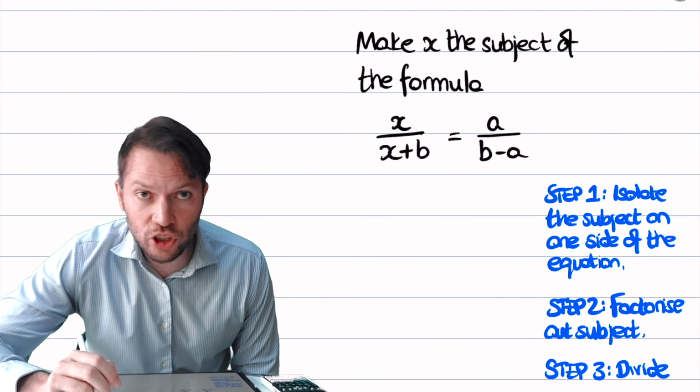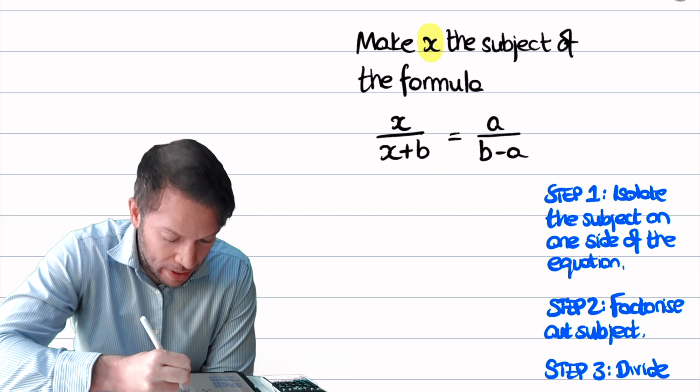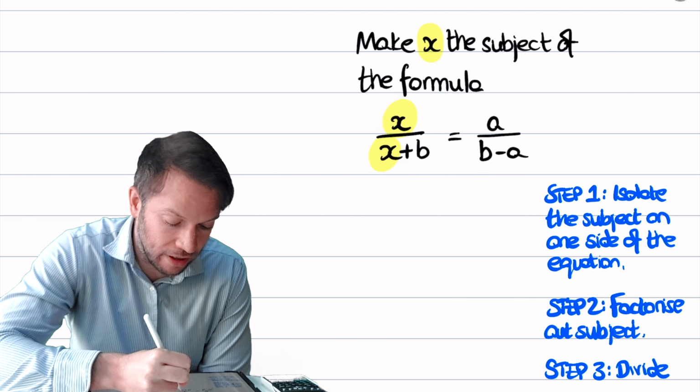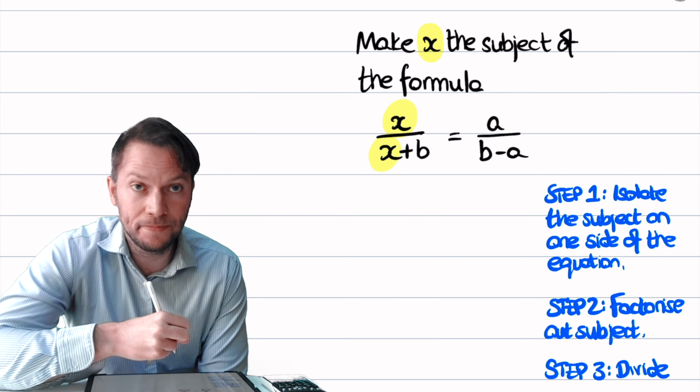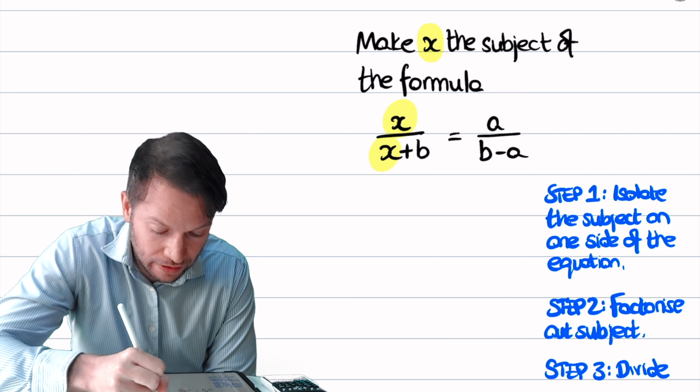In this video, we're going to change the subject of the formula where the subject, in this case x, appears multiple times in the equation, and you've got a fraction equal to a fraction. Now, in previous videos, we've introduced the idea of cross multiplying, and it's this.